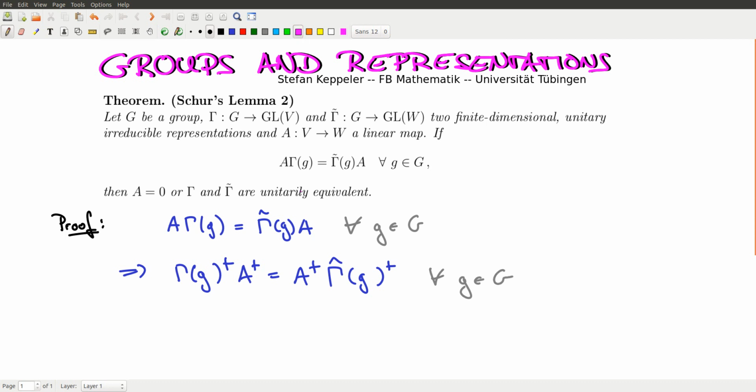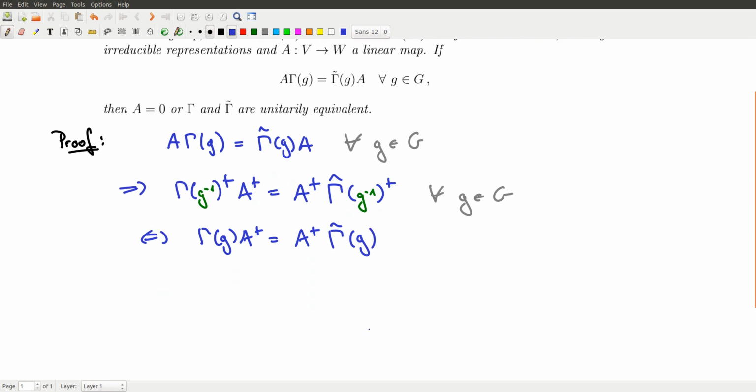So let's say we write down the first equation for one G, and then we write down the second equation for the inverse of the original G. It holds for all G, so we can write the G inverse here. Now the G inverse and the dagger, since it's a unitary representation, just cancel, and we really have that gamma of G, A dagger, is the same as A dagger gamma tilde of G. Now we're ready to play.